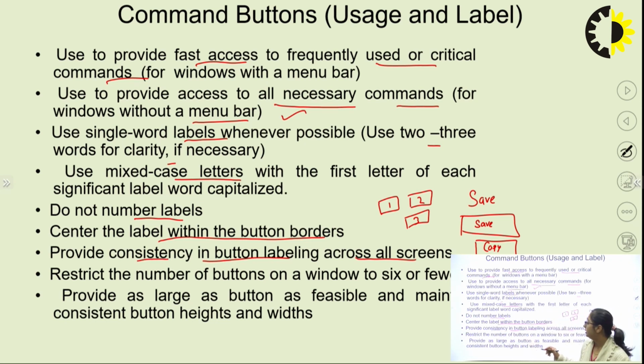Restrict the number of buttons in a window to 6 or fewer. If a dialog box comes up, you can use 6 buttons at a time in one dialog. More will be messy. Provide buttons as large as feasible and maintain consistent button height and width. The label should be small so that the width and height will be maintained throughout the screen.